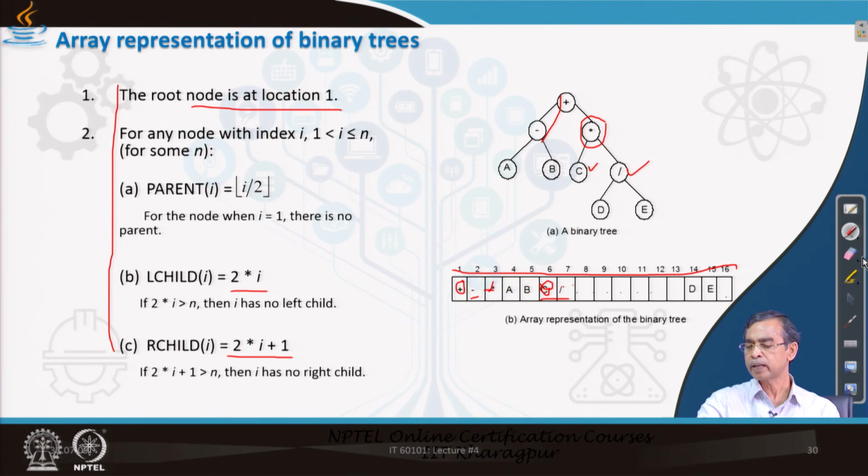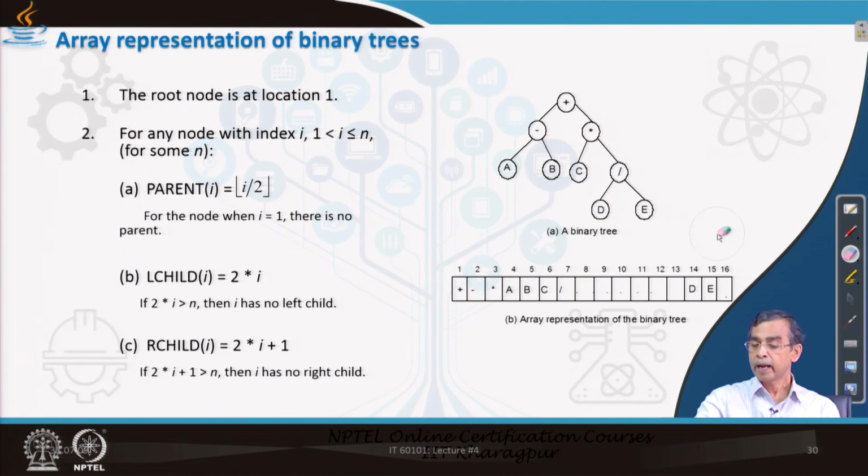So, this formula you can verify. Another important property that you can also check: if any node is in the ith location, then its parent can be tracked with this formula, which is basically floor of i divided by 2. For example, if a node is stored in the 7th location, 7 divided by 2 is 3.5 and the floor value is 3. So its parent is in the third location.